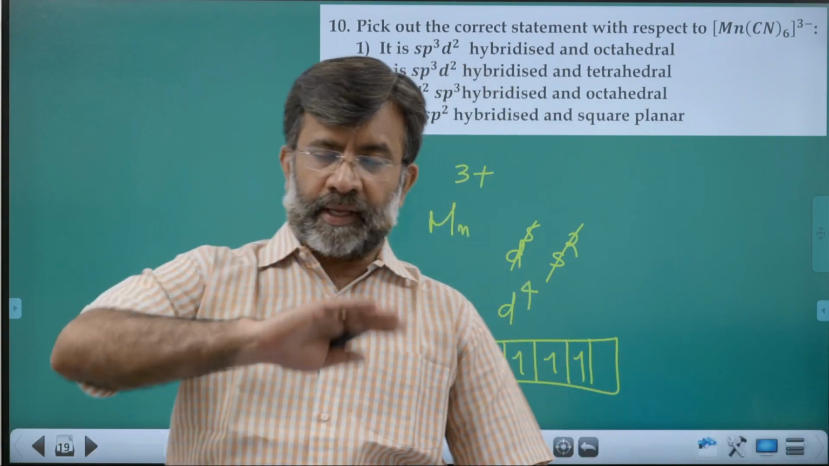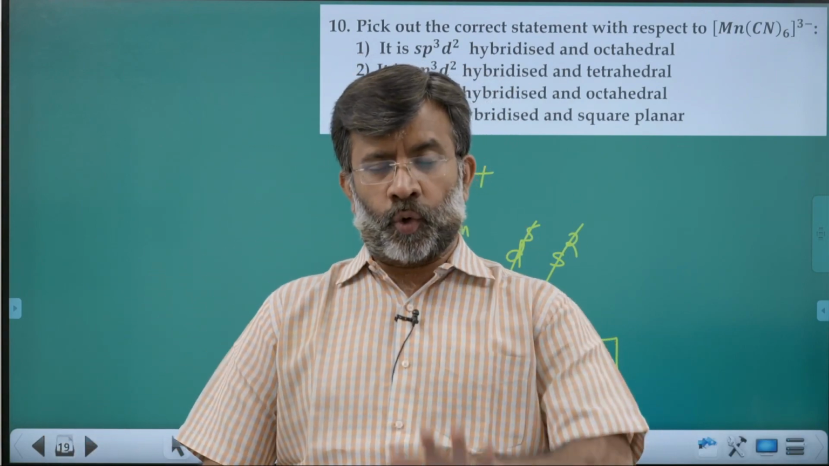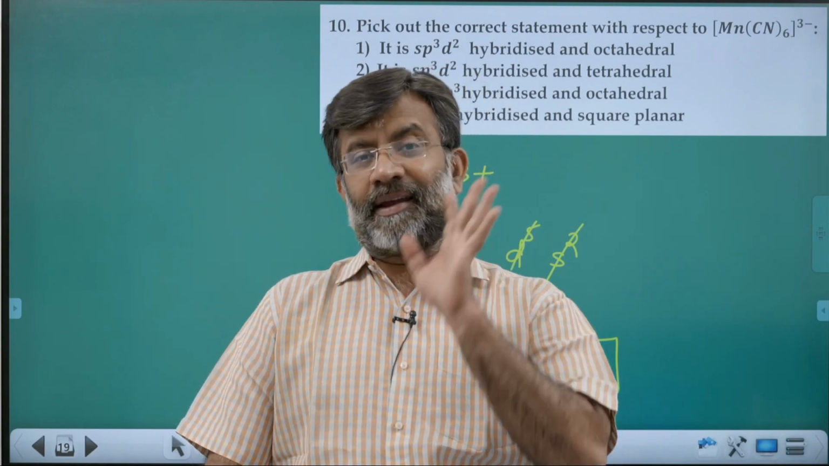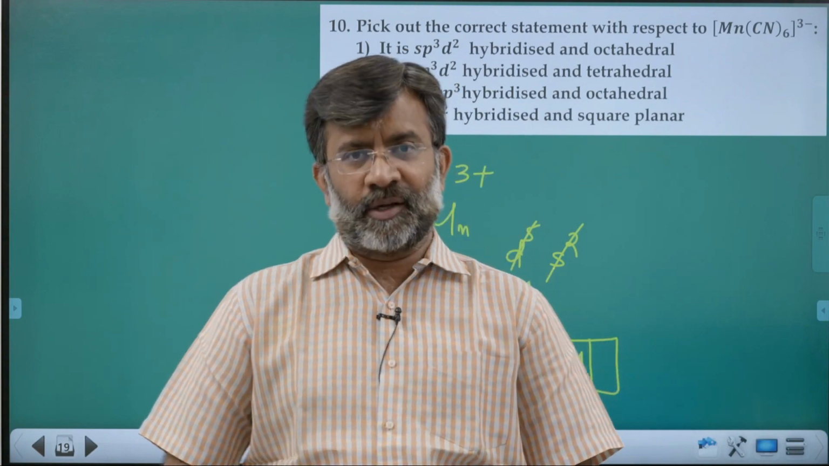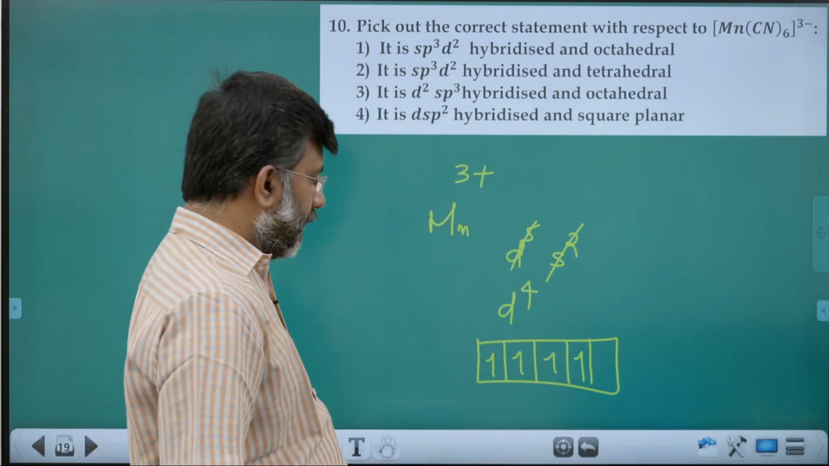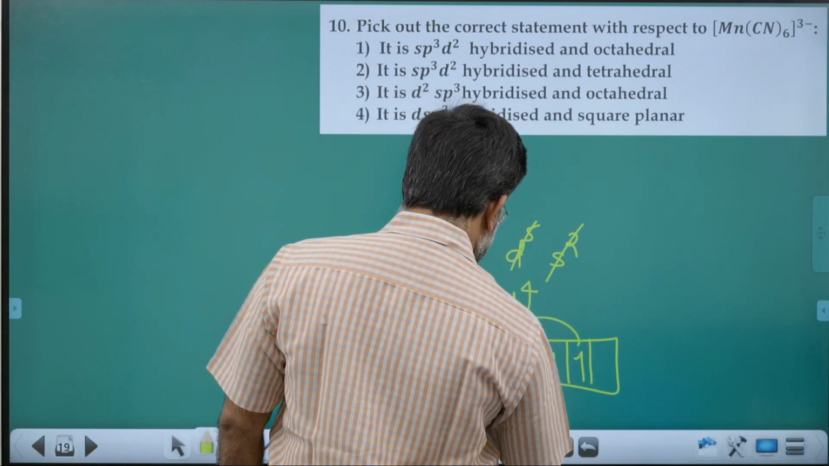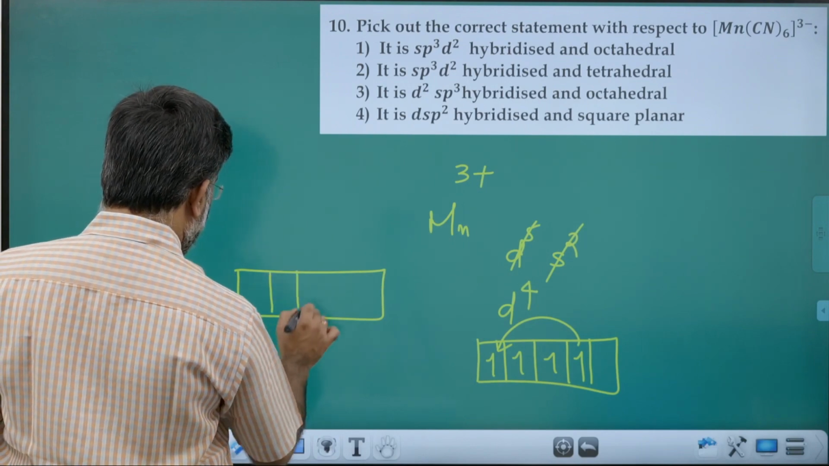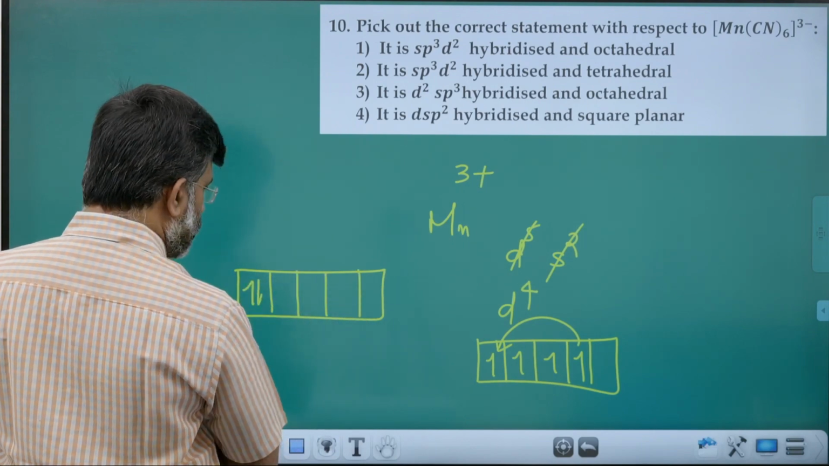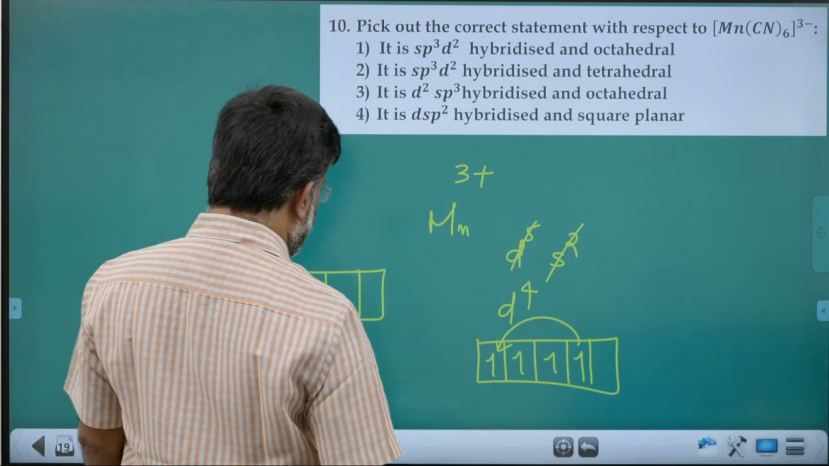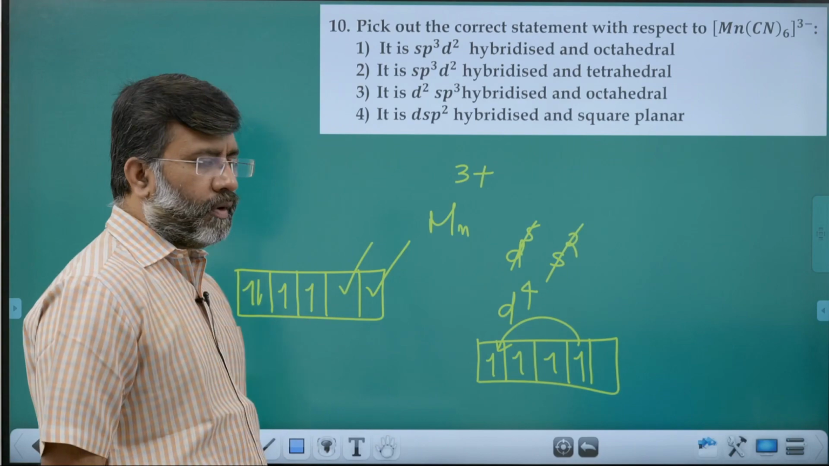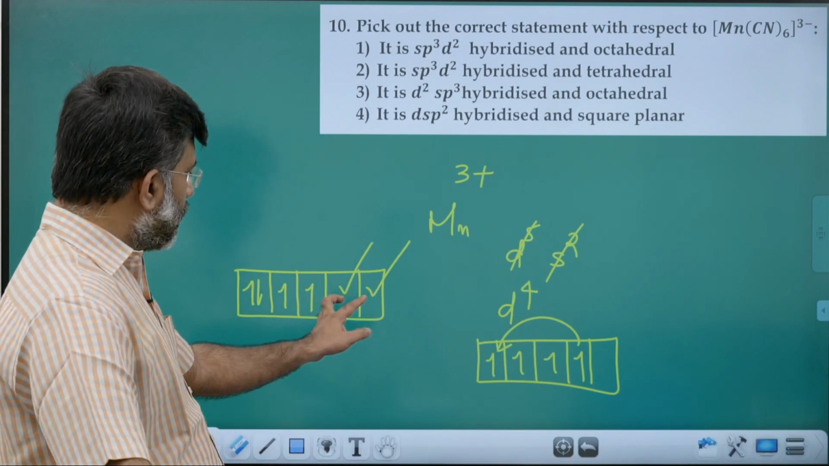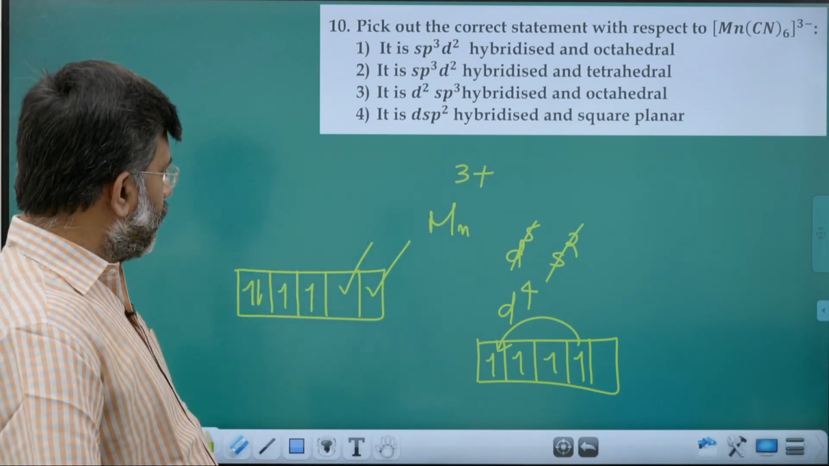Either sp3D2 or D2sp3. Here what is it going to be? Simple, no? Cyanide being a strong ligand, it is D2sp3. One of the electrons will be shifted here, so that it is a paired electron system, and the two electrons will be like this. These two orbitals will be utilized for hybridization. D2sp3 hybridization: these two d orbitals, the outer s orbital and p orbital will be utilized.